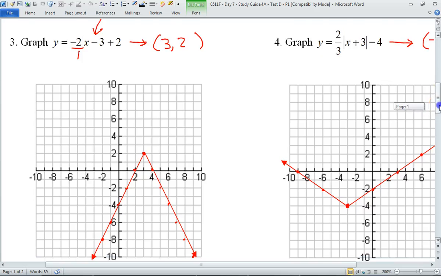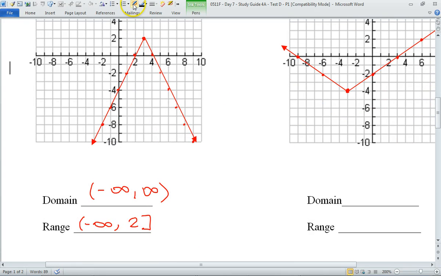All right, don't forget your domain and range. Real quick. Again, the domain is negative infinity to positive infinity. What's the range, guys? Correct. Negative 4 to positive infinity. The order matters. So back on problem number 3, make sure you didn't put the 2 first. It had to be negative infinity to 2, not the other way around. Okay? I want to give you a few more minutes to finish the back page.